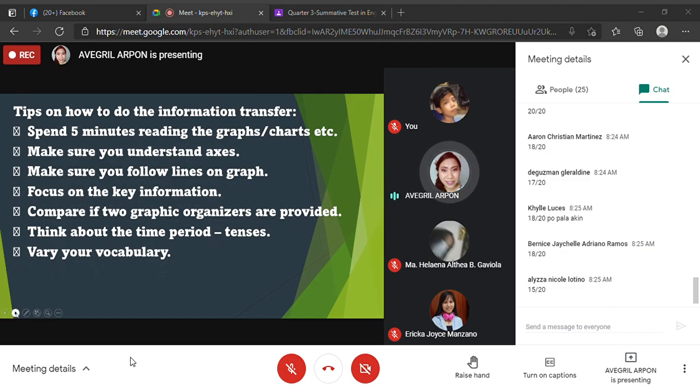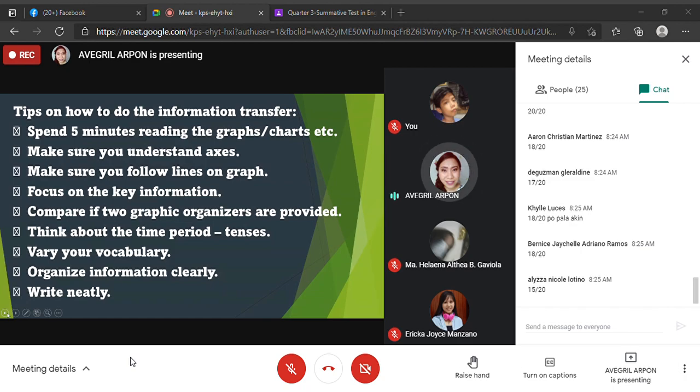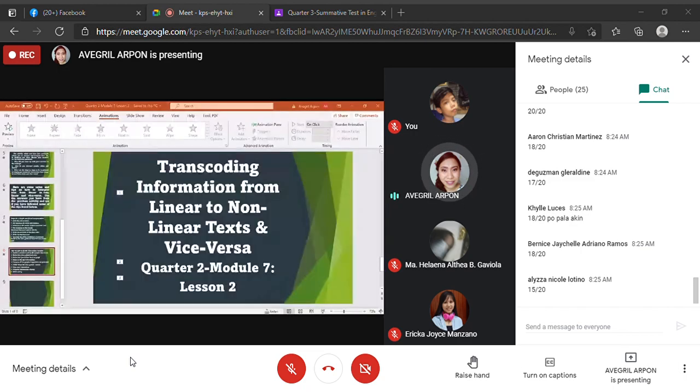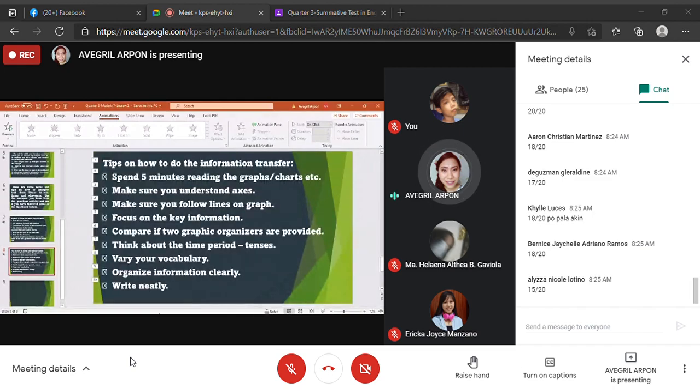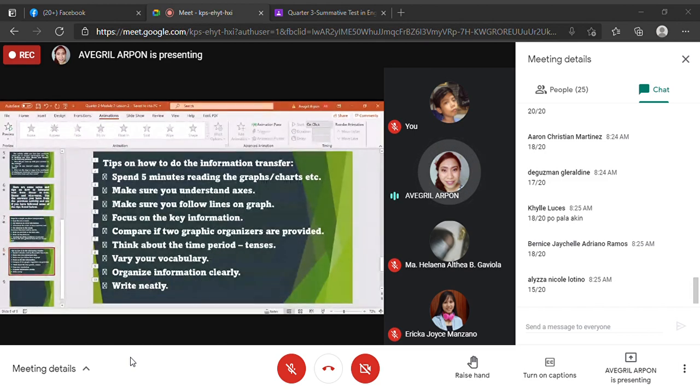Okay, vary your vocabulary. Then organize information clearly. Then write neatly. So this is very important that you write your information neatly. Okay, so let me show an example in how you are going to transcode. These are just tips for you to follow in transcoding information. But let me give an example in how you are going to transcode linear to nonlinear text.